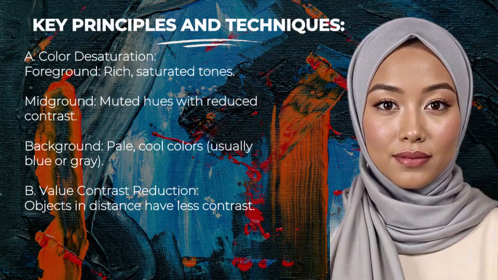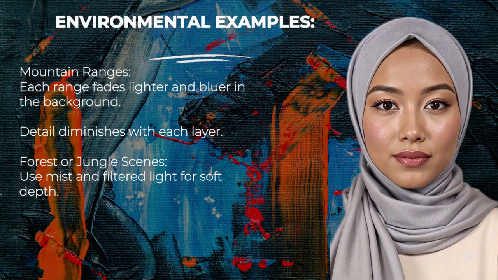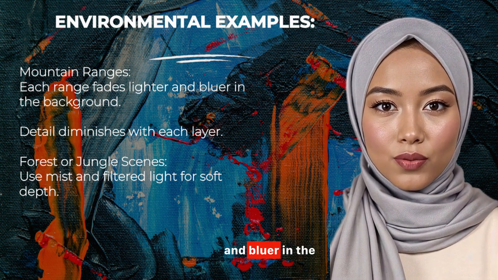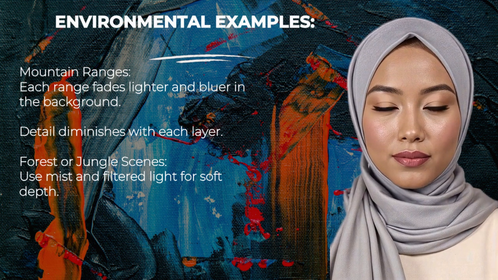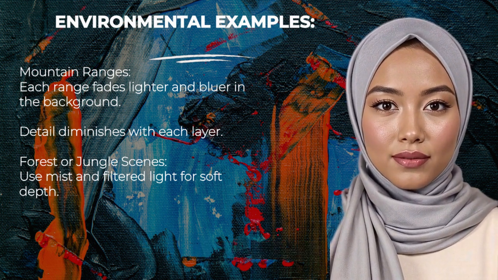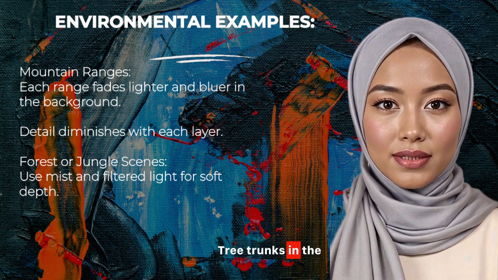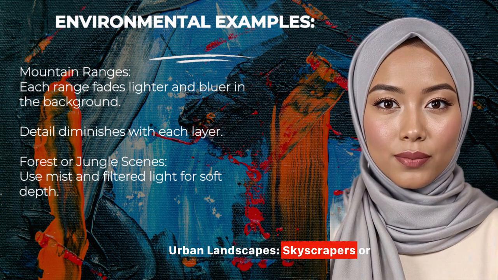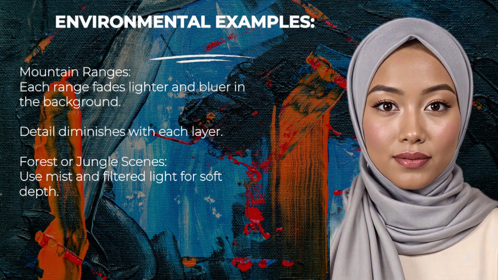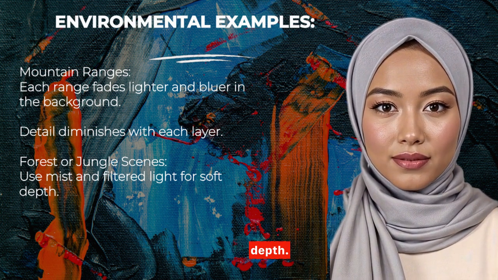Environmental examples. Mountain ranges: each range fades lighter and bluer in the background, and detail diminishes with each layer. Forest or jungle scenes: use mist and filtered light for soft depth. Tree trunks in the distance appear hazy. Urban landscapes: skyscrapers or buildings fade into smog. Atmospheric glow from street lamps and weather affects depth.